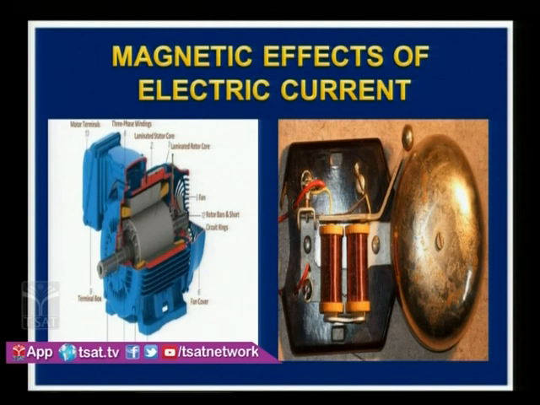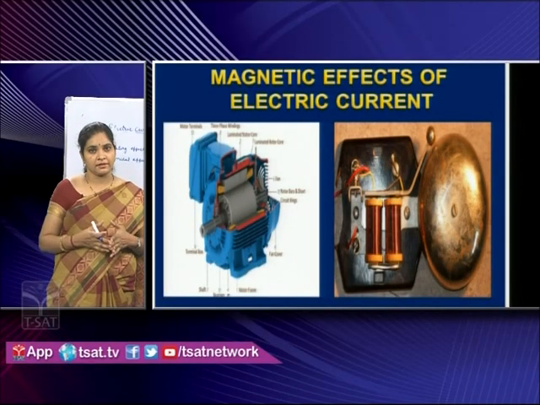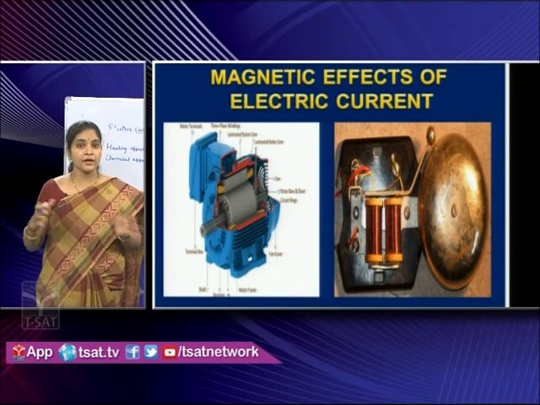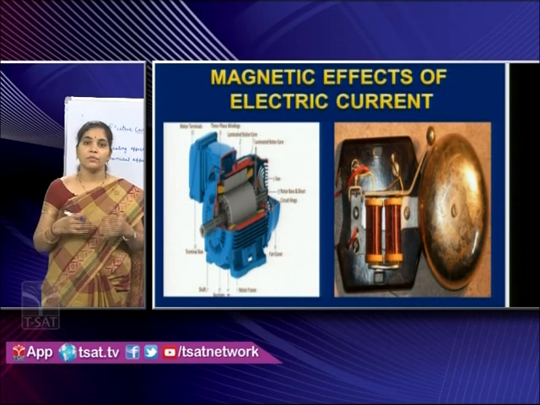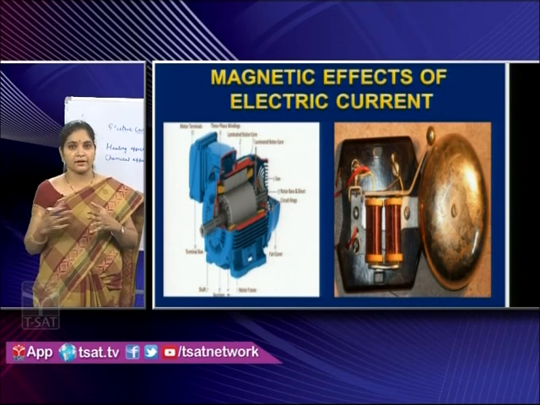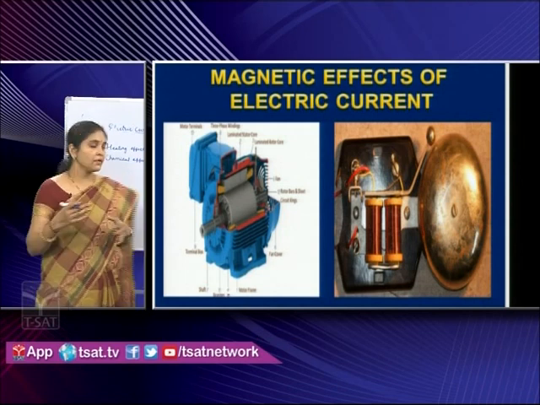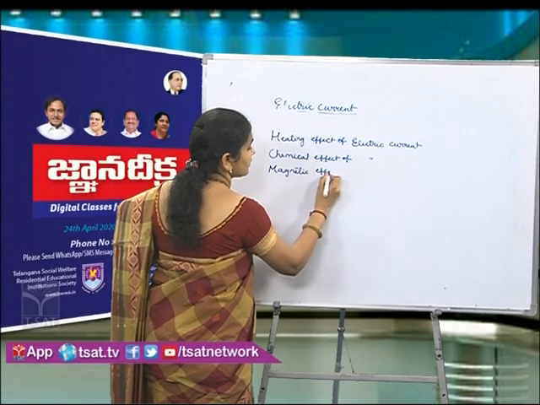Children, electromagnets are the magnets which produce magnetic field on passing electricity, and electromagnets we use in our day-to-day life in electric bell, motor, generators, MRI scans, etc. So, these are some of the applications of magnetic effects of electric current.